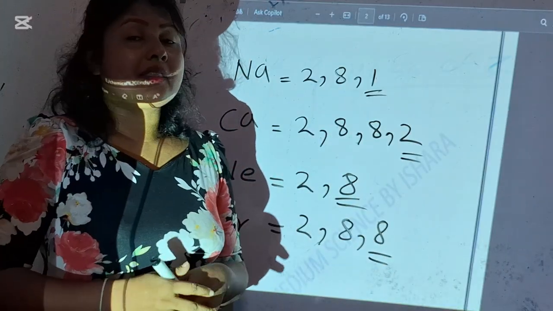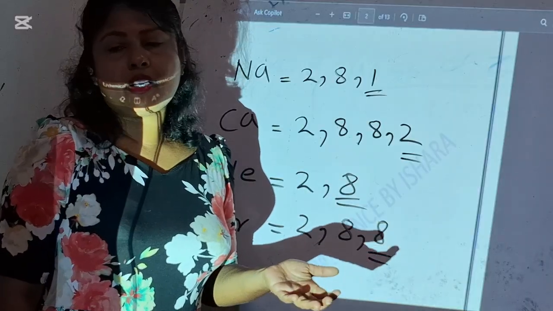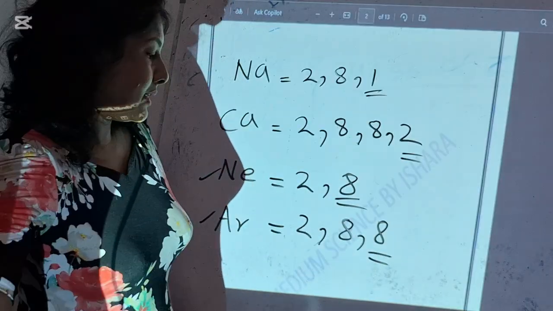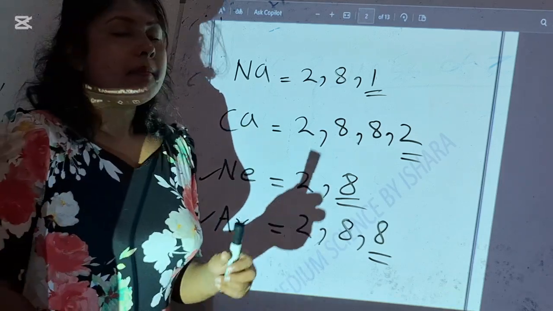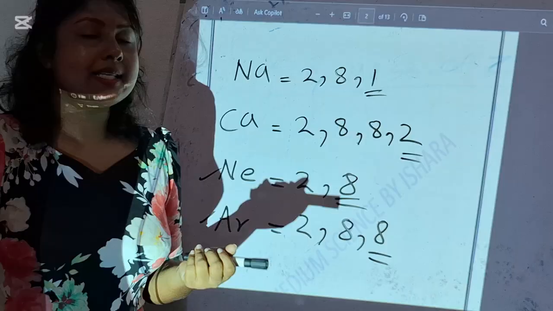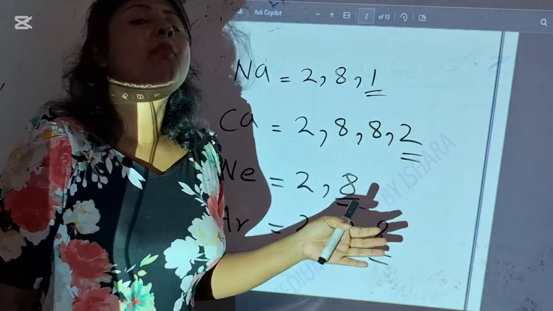So they have weaknesses. Because of these weaknesses, they need to make bonds.